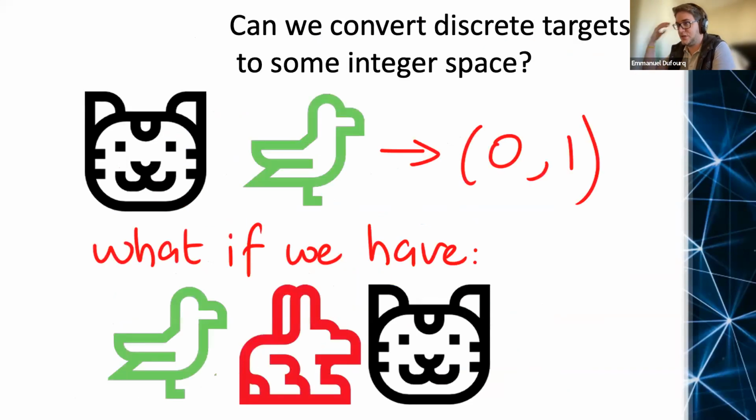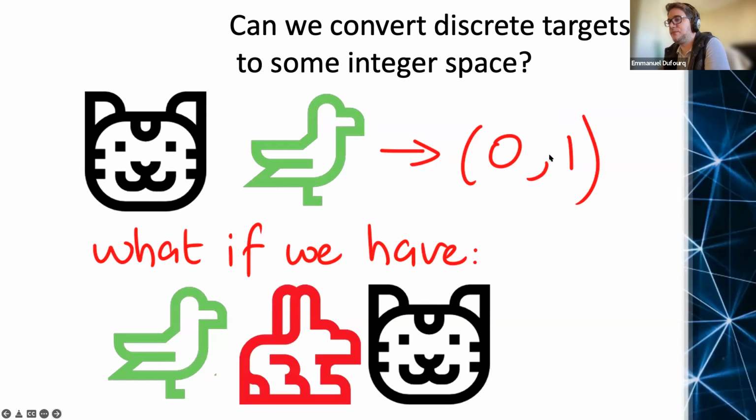And this is the discussion we're going to have right now. So let's consider this question. Can we convert discrete targets into some integer space? So let's say we have a binary classification problem where we have 2 categories, a cat class and a bird class. One thing we could do is we could say the cat is 0 and the bird is 1.